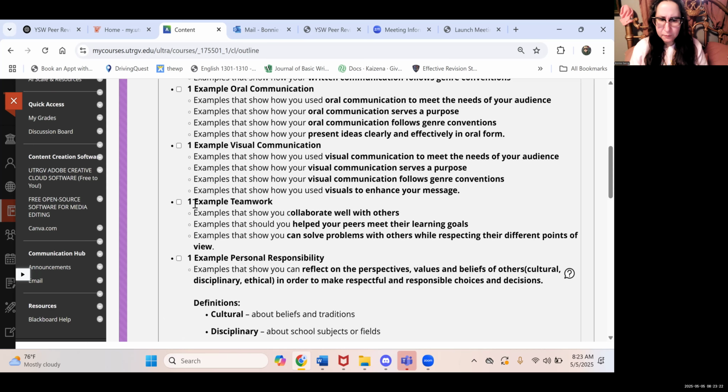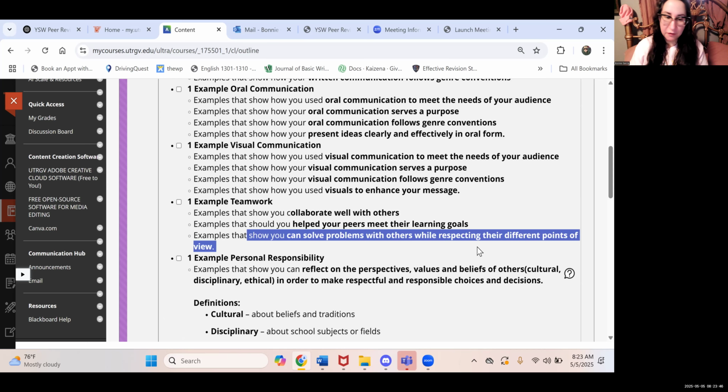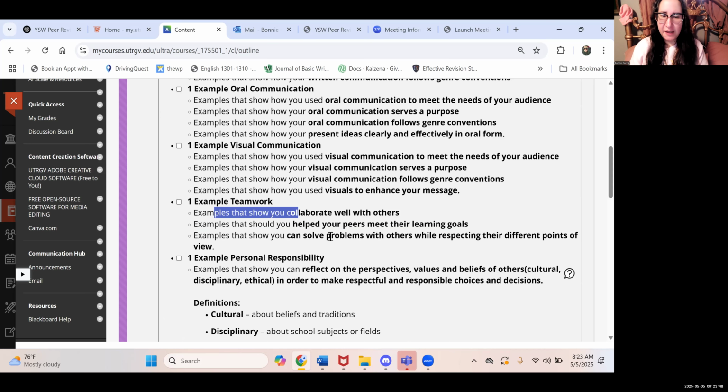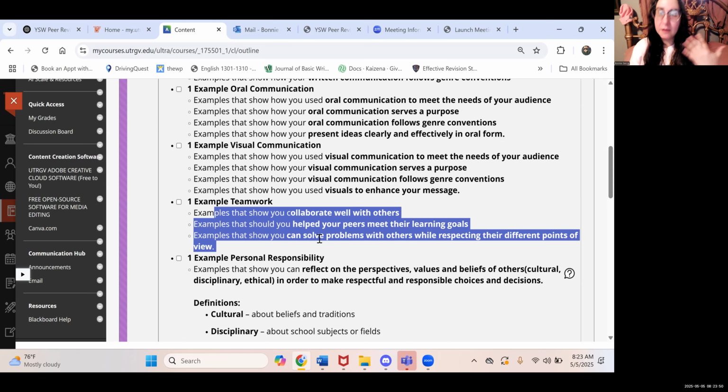And then you need one example of teamwork. So can you show us something that you created by collaborating with others? I wonder if there's something like that, maybe I'm thinking like the Nova Red thing, but that's just me. Examples that show that you helped your peers meet their learning goals. Examples that show you can solve problems with others while respecting their different points of view. So is there anything that shows teamwork that you created by using teamwork?